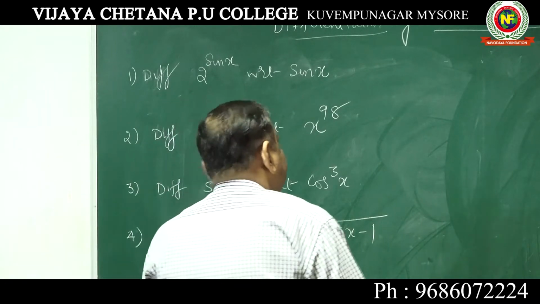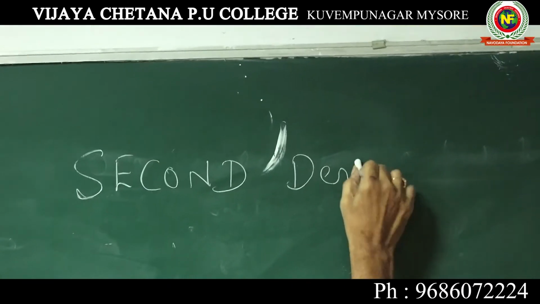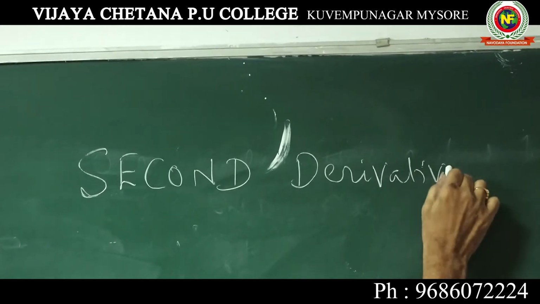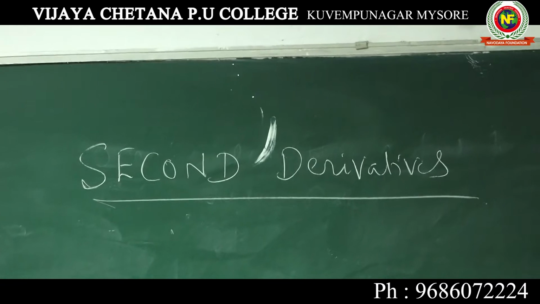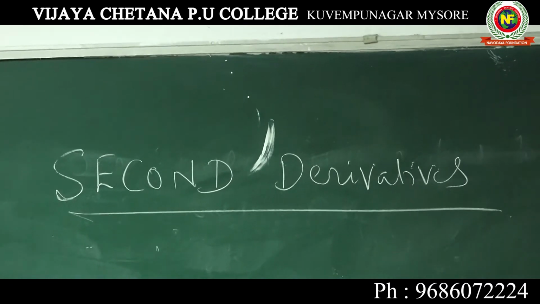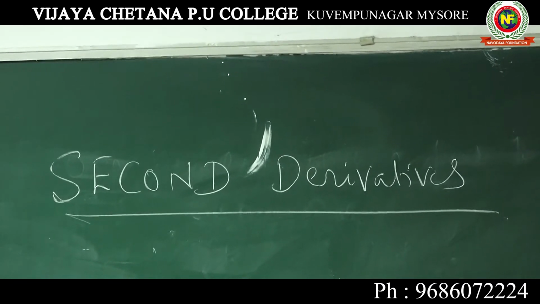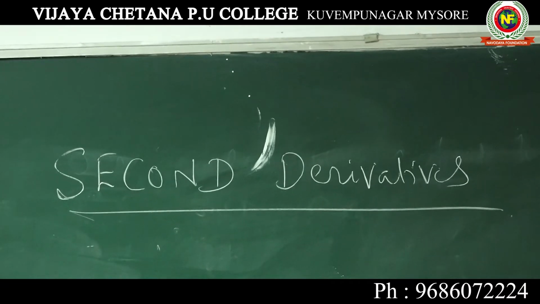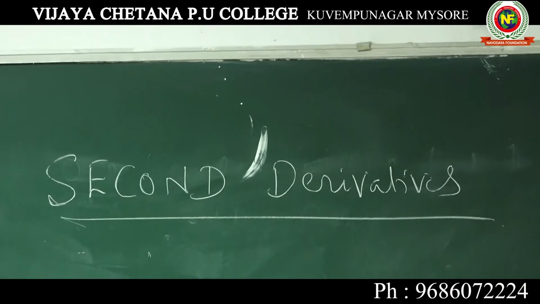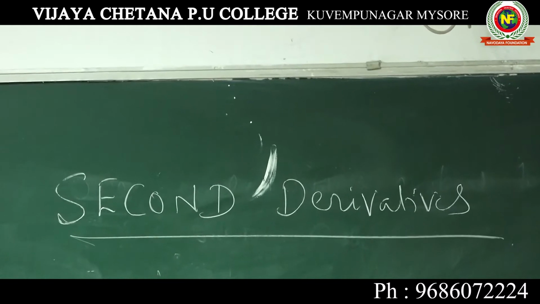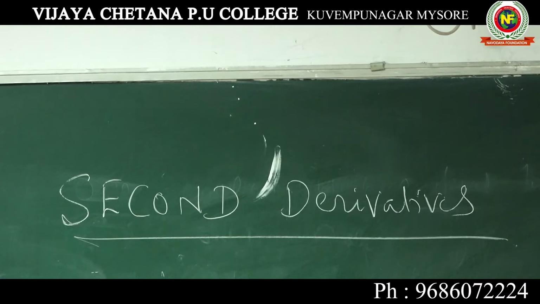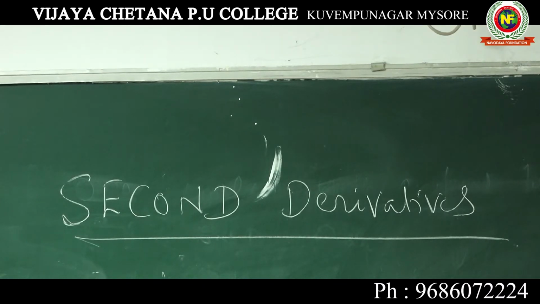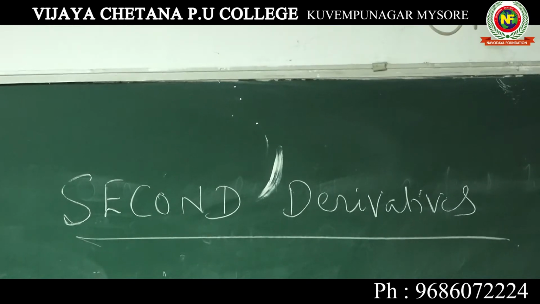Now you take a very important chapter. The topic: second derivatives under differentiability. Second derivative means, first if you differentiate some function, it is the first derivative. If you further differentiate that dy by dx, we call it the second derivative. That means 2 times you have to differentiate a function. That is called the second derivative.